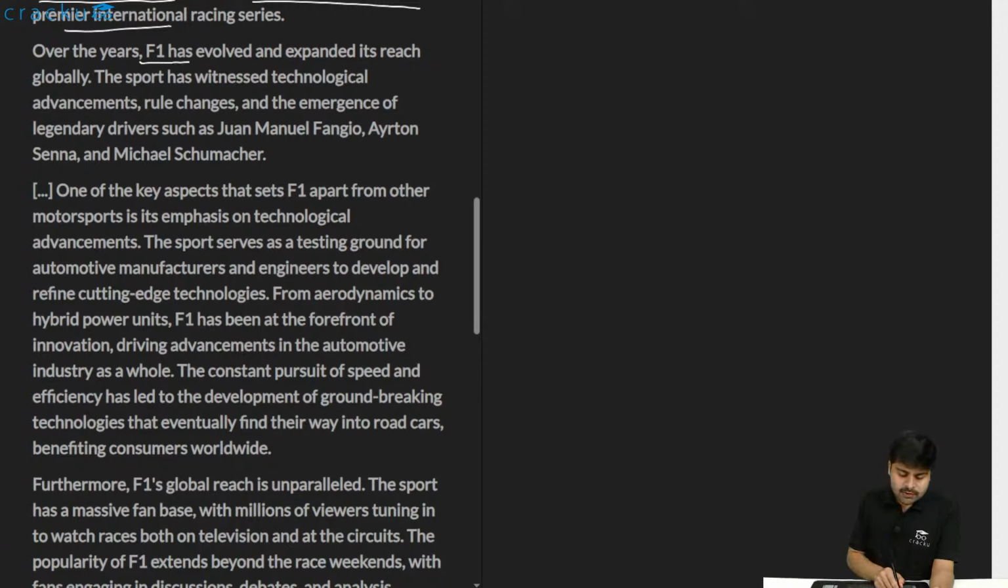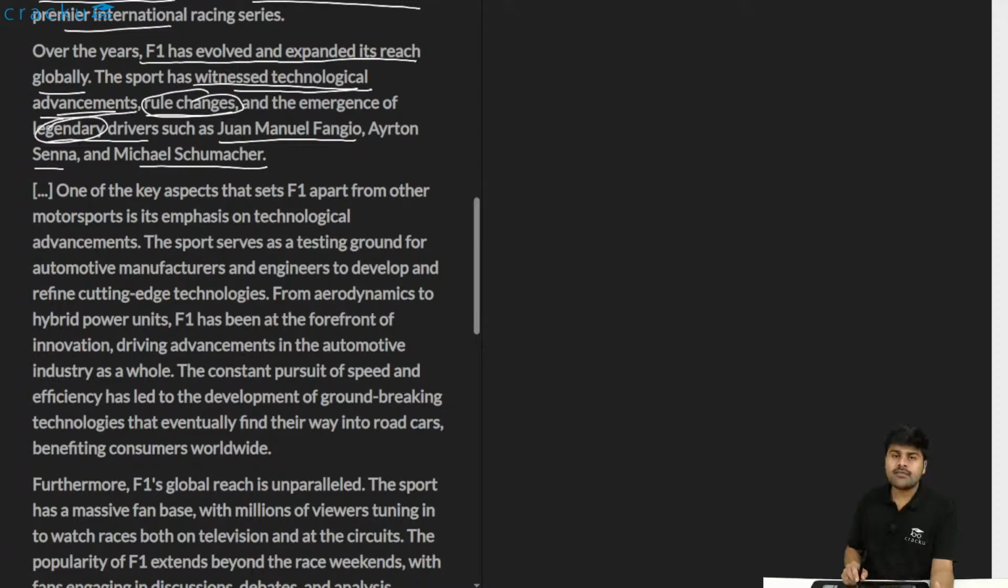So over the years, F1 has evolved and expanded its reach globally. Everyone knows about it. Everyone follows it. Everyone watches the game. The sport has witnessed technological advancements, rule changes, and the emergence of legendary drivers such as Juan Manuel Fangio, Ayrton Senna, and Michael Schumacher. So all of these legendary drivers have emerged, the rules have changed somewhat, and there have been a lot of technological advancements.